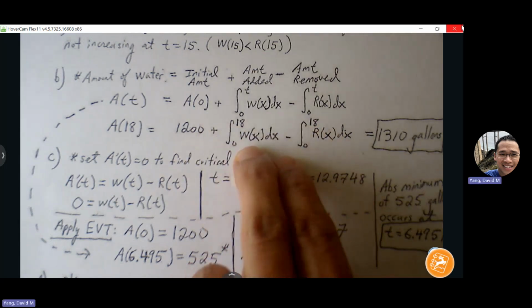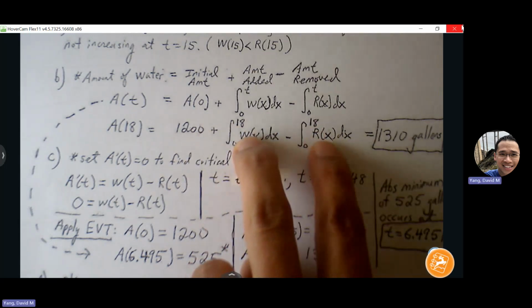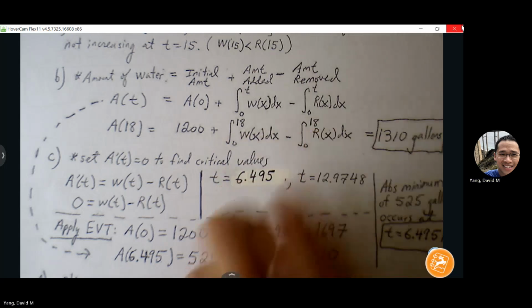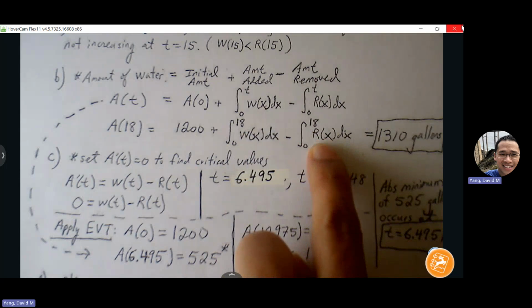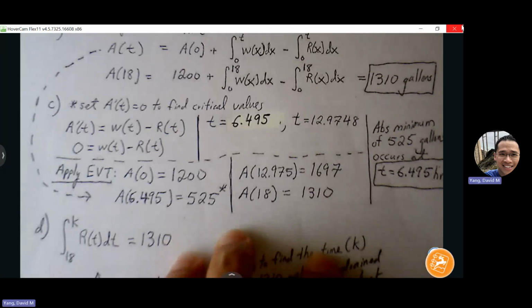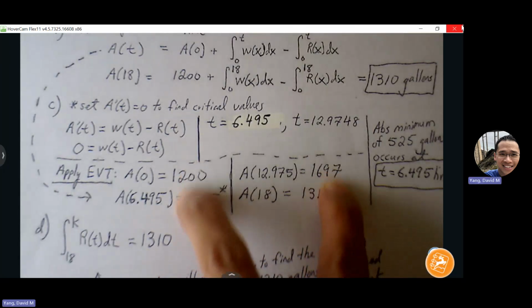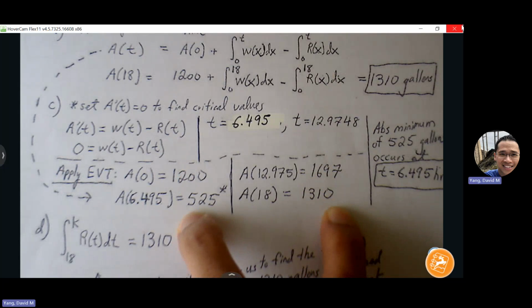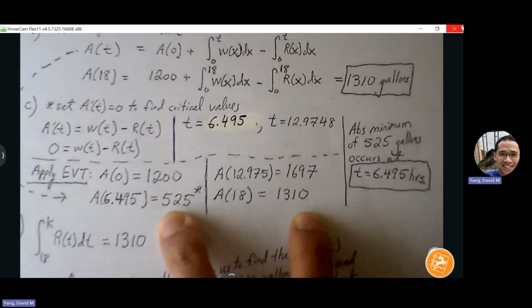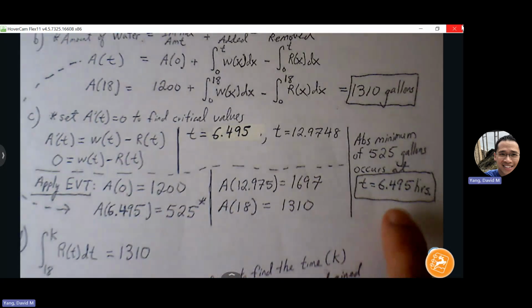Do 1200 plus the integral from 0 to 12.975 for y1 minus 0 to 12.975 for y2. Now you're comparing these numbers here. You're looking for the lowest. So the absolute minimum amount in the tank during the 18-hour period is going to be 525 gallons.